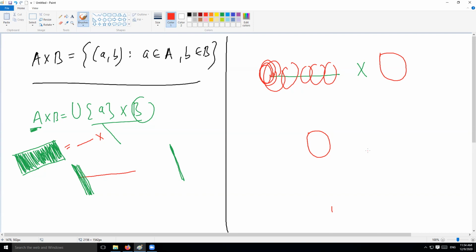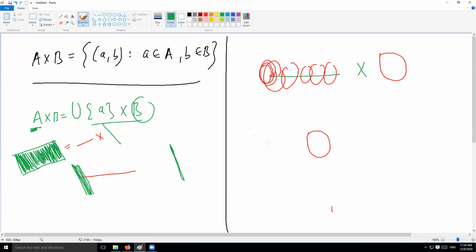And you can do the same the other way around. Take a circle and attach a line with each point of the circle, a vertical line. So again, you're going to get a cylinder. समझ आ रही है बात?